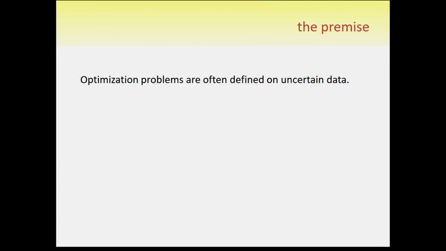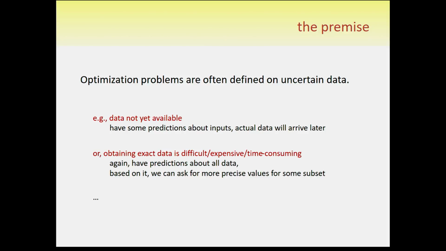So the premise is that optimization problems are often defined on uncertain data, and this is not an audience which needs much convincing about this thing. Data might not be available. We might just have predictions about the inputs. The actual data will arrive later. You want to do the work right now so that you're prepared for when the actual data arrives.